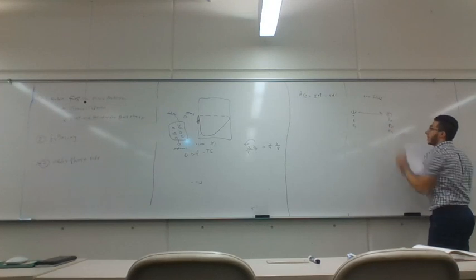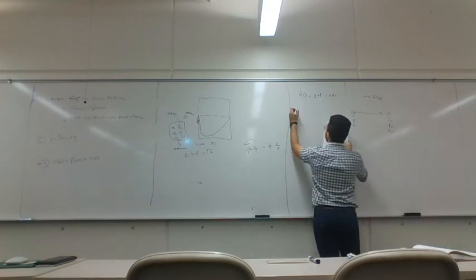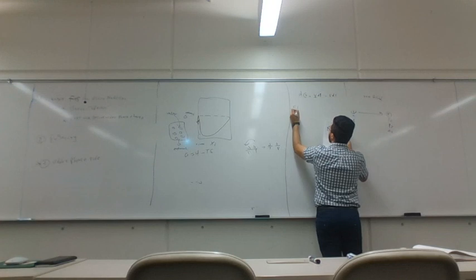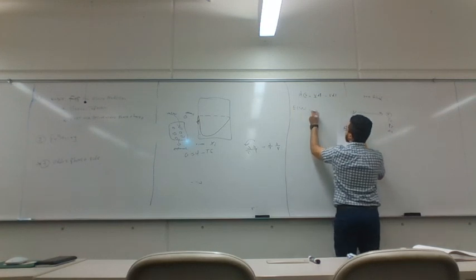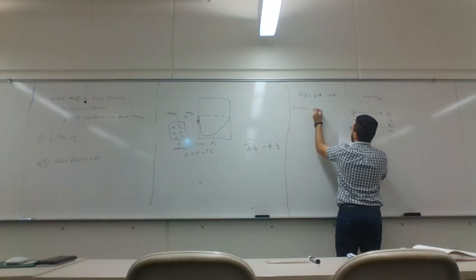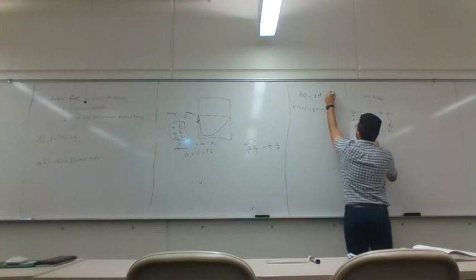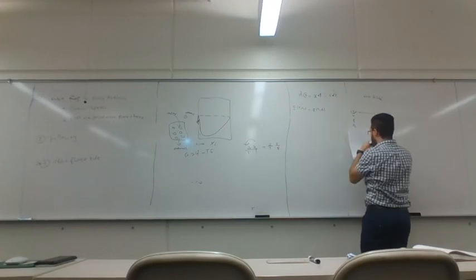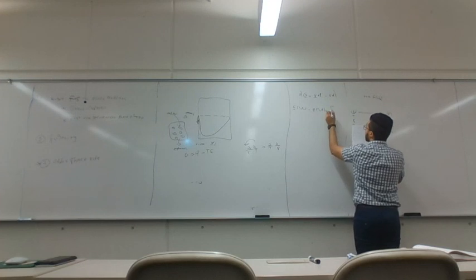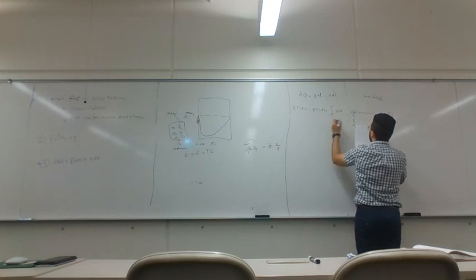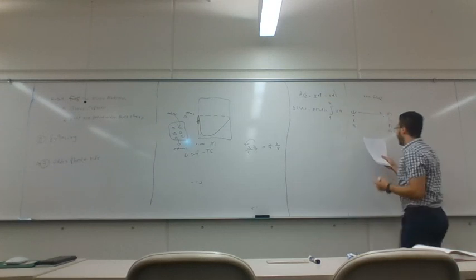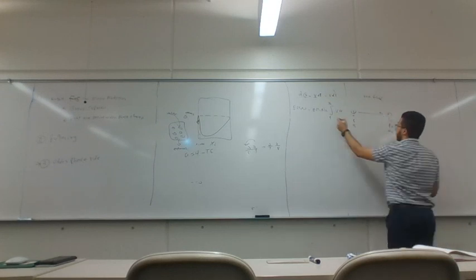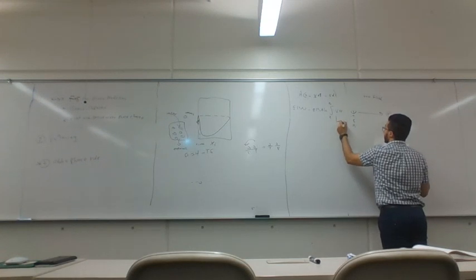This is G2. So we have dG, which is G2 minus G1, because T is the same, this term will be crossed out. This is equal to the integral of V dP from P1 to P2. This is for a real fluid, no assumptions, nothing.